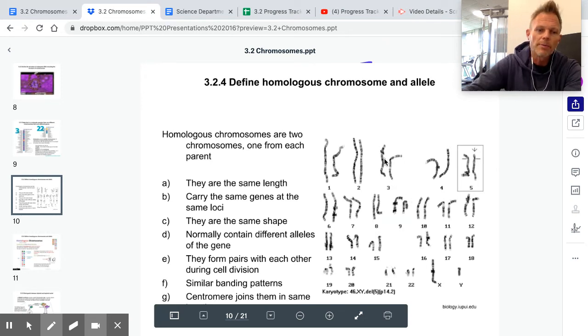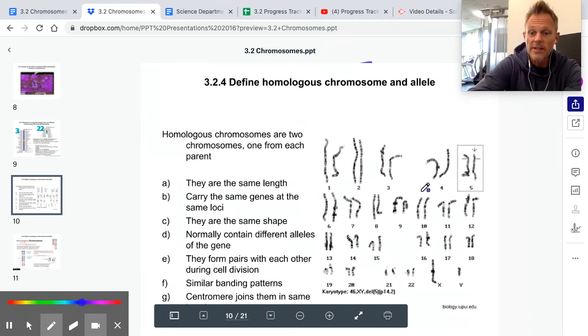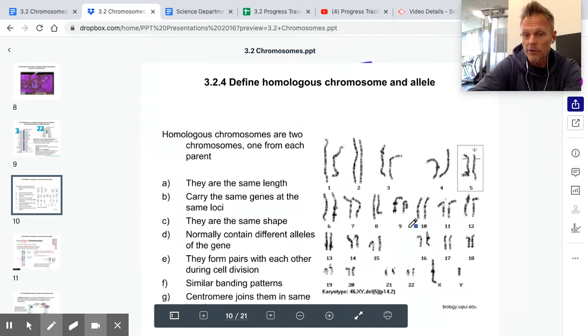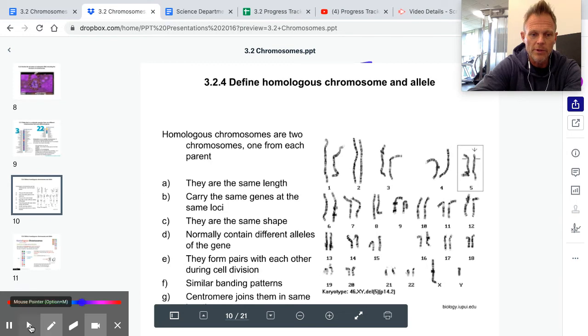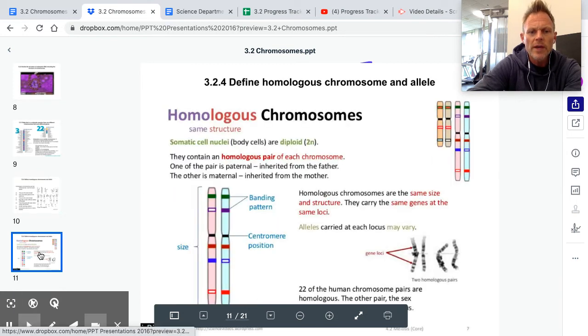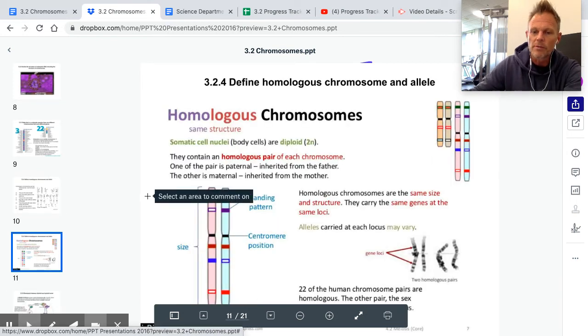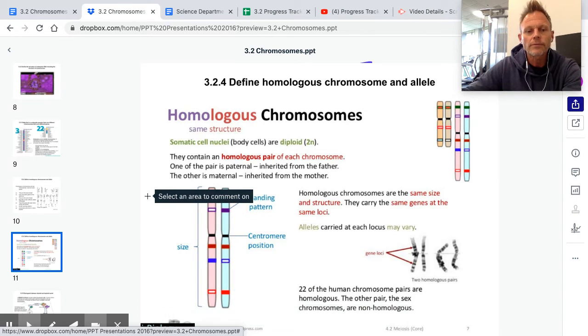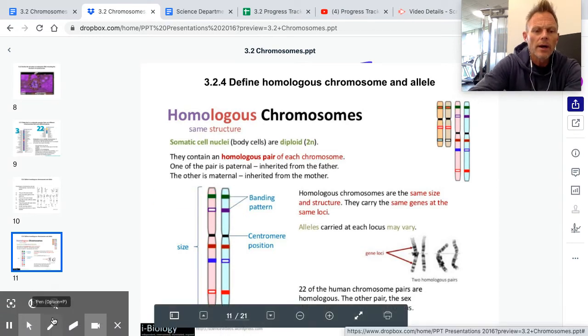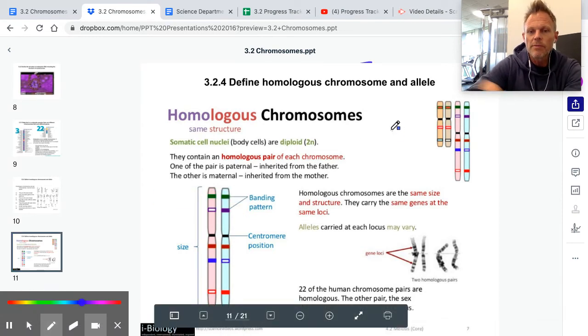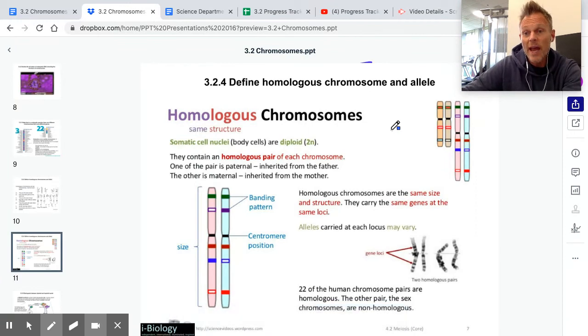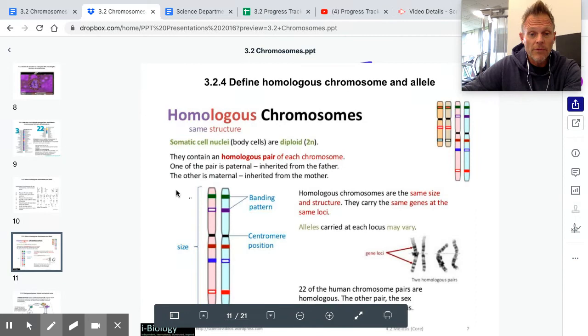So I'm going to jump ahead to the next slide. This is actually your whole genome, of all 23 pairs of your chromosomes in humans. So let's go ahead and look at homologous chromosomes in more detail. So in these drawings, there's some things that chromosomes have to help identify these pairs. So as we said before, they're the same length. So size is going to be the same.